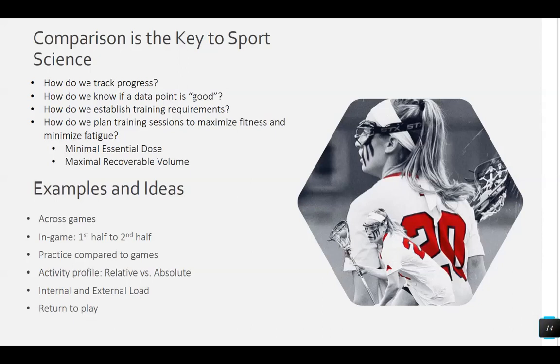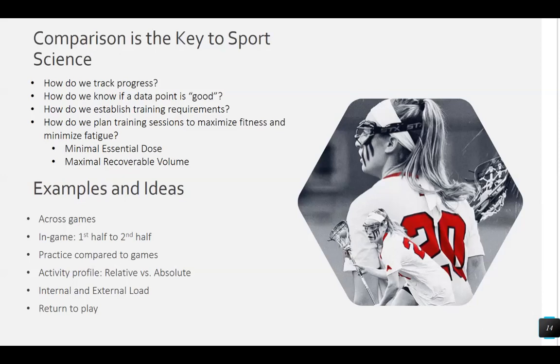We could also do in-game. So first half to second, that's a little bit more feasible if you are in a setting where you're doing live tracking. What we do is more hindsight. So we take a look at some of the trends, how athletes can either maintain from first half to second. Typically what we see is more of a decline, as you would guess. And some of the references that I had earlier, they show more of a decline.